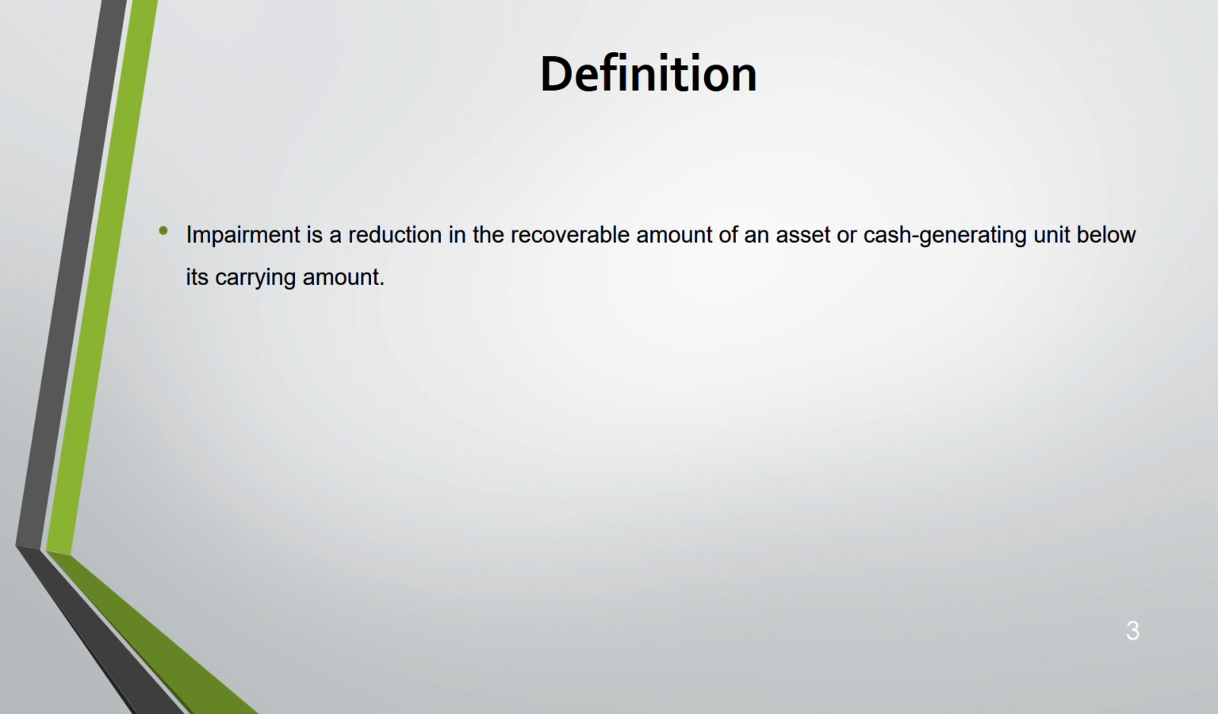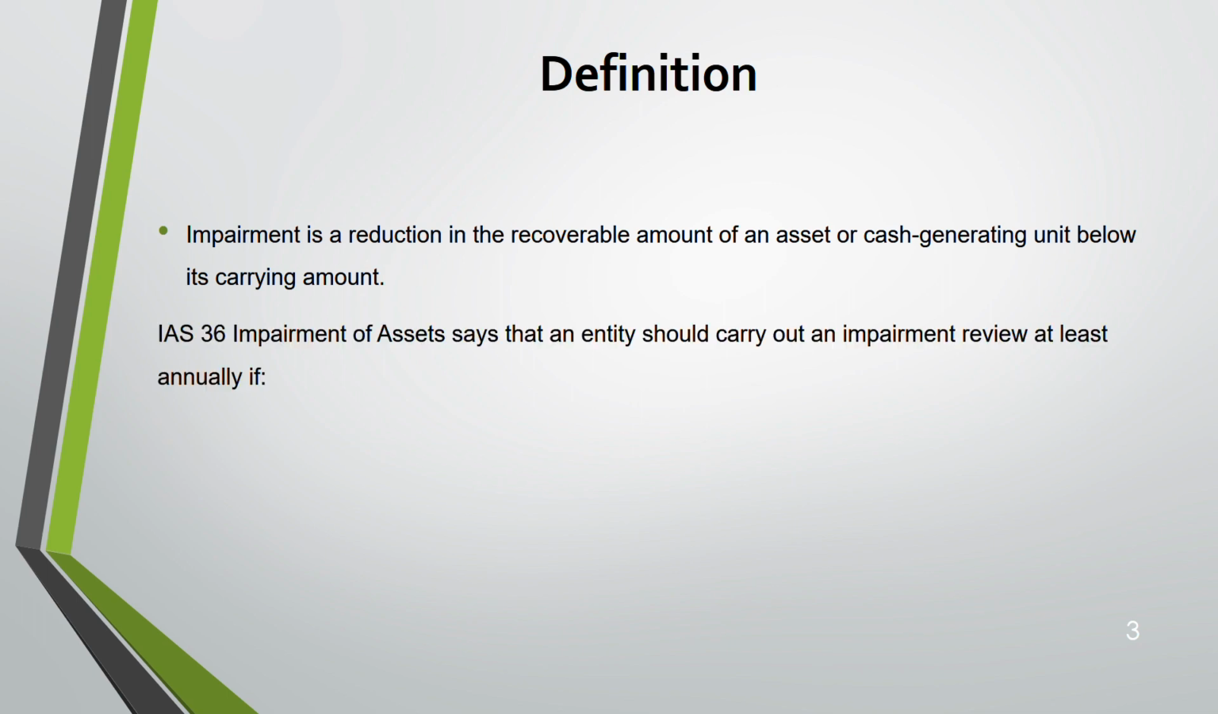Okay, impairment means when there's a reduction in the recoverable amount of an asset or a cash generating unit below its carrying amount. In short, value of an asset is going down. Reduction in the value of the asset, that is the meaning of impairment. Okay, so IAS 36 says an entity should carry out an impairment review at least annually. That means every year you need to carry out a test on your asset, whether your asset has been impaired or not.